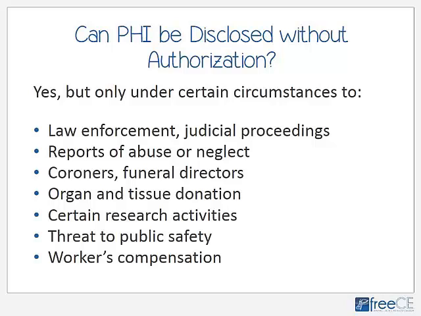In reports of abuse or neglect, in child abuse, it can be reported to any law enforcement official authorized by law to receive such reports, and the agreement of the individual is not required. In the case of adult abuse, neglect, or even domestic violence, it may be reported to law enforcement officials authorized by law to receive such reports, and that's based on the exercise of professional judgment that the report is necessary to prevent serious harm to the individual or to others, or in certain emergency situations.